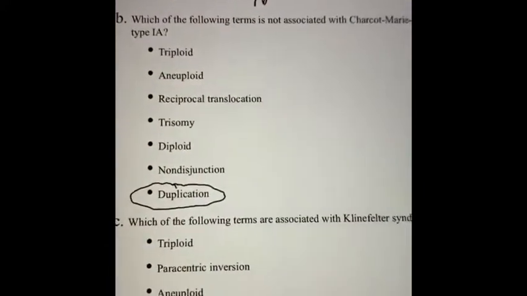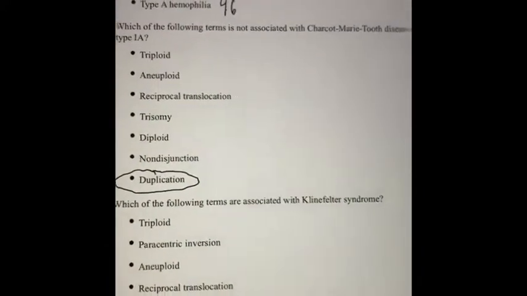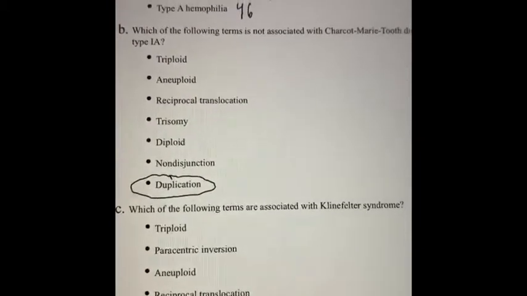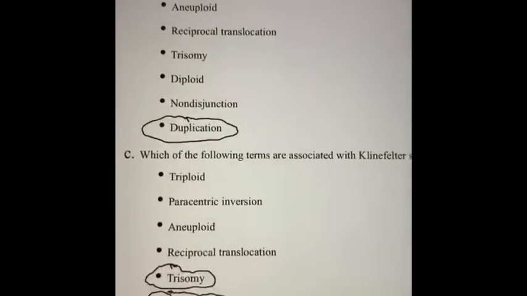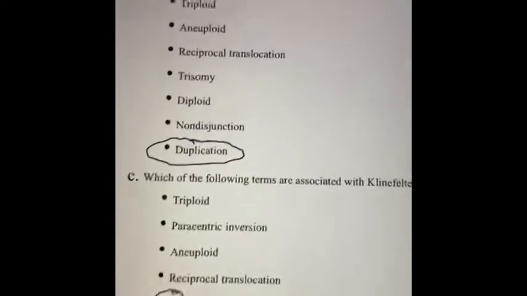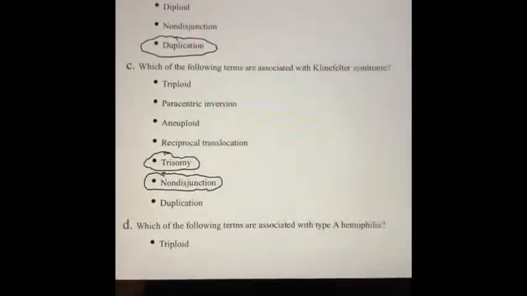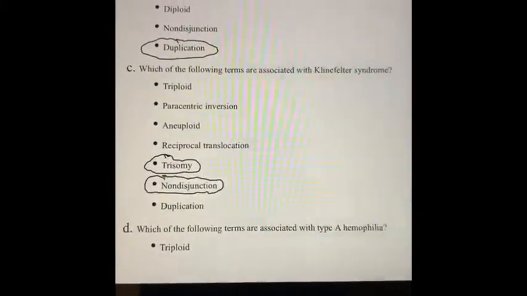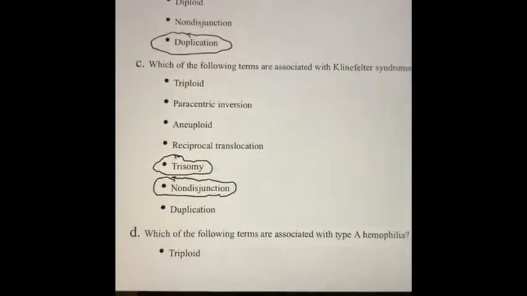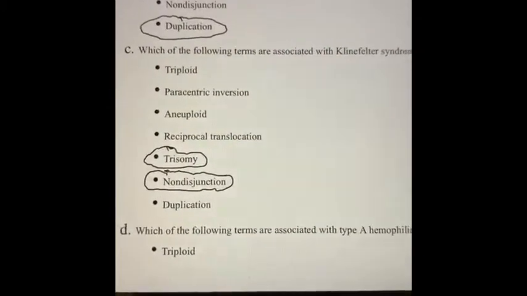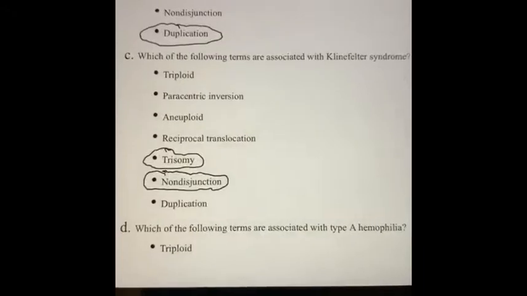B, which of the following terms is not associated with Charcot-Marie-Tooth disease? And so the only one is duplication, because that's what it is. The rest of them don't really apply. C, which of the following terms are associated with Klinefelter syndrome? And you have trisomy and non-disjunction.